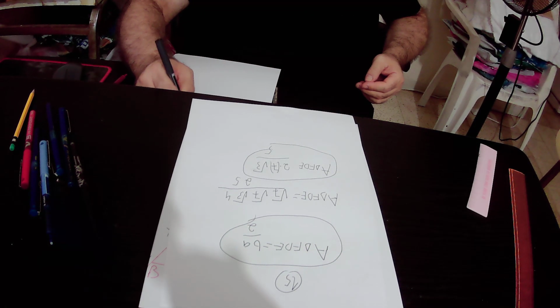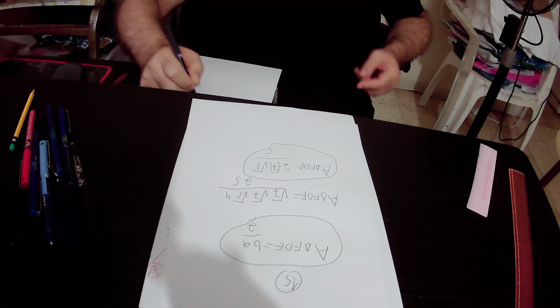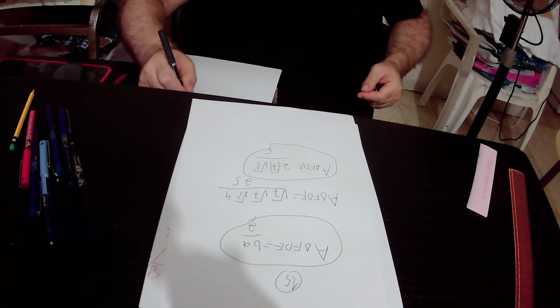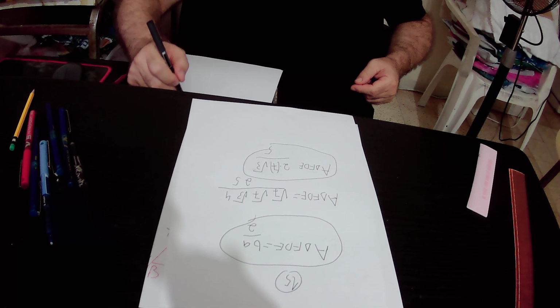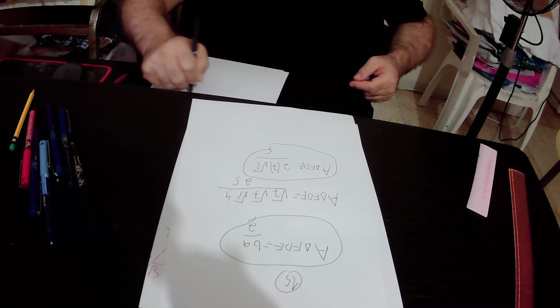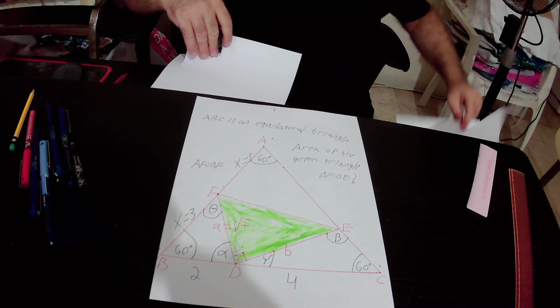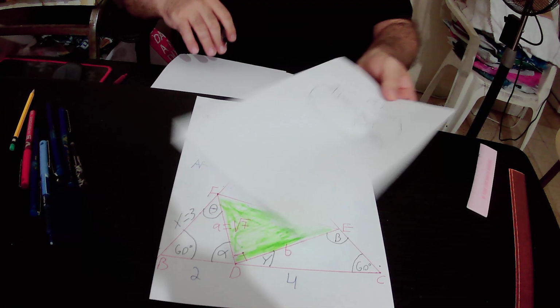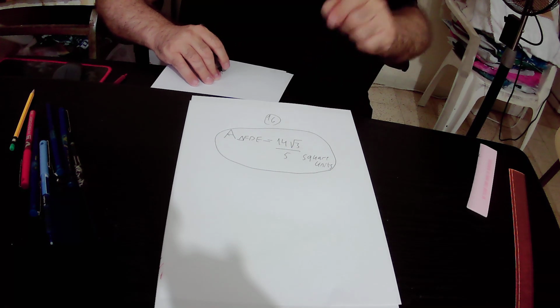So we will get that the area of the green triangle FDE equals 14 times root 3 over 5 square units. Okay, so the area of the green triangle FDE equals 14 times root 3 over 5 square units.